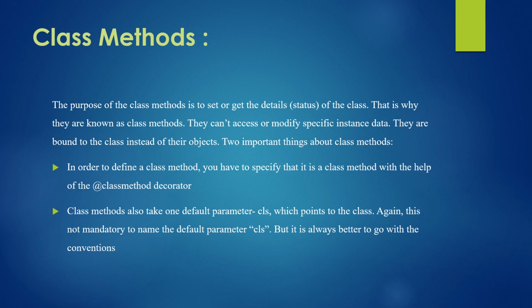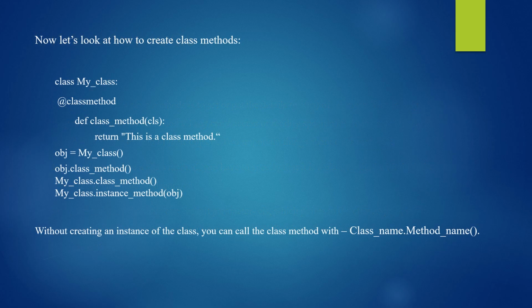In order to define a class method, you have to specify that it is a class method with the help of the @classmethod decorator. Class methods also take one parameter, cls, which points to the class. Again, it is not mandatory to name the default parameter cls, but it is always better to go with the convention. Now let's look at how to create class methods.